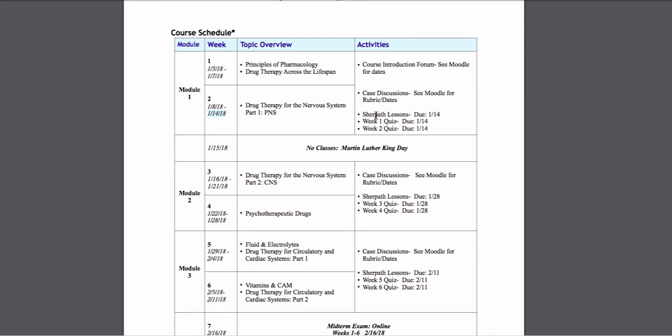And then you'll have a quiz for week 1, but this isn't going to be due till the end of the module. So as you can see here, it's not due till the 14th. Same thing with your SurePath lessons. They're not due till the 14th. Week 2, not due till the 14th.